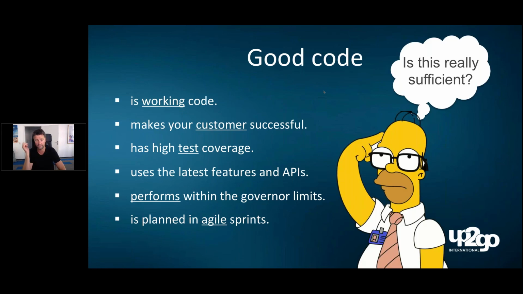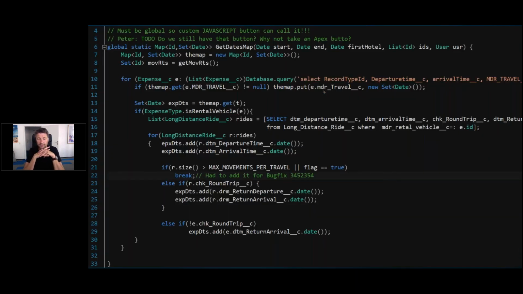There's more to good code, and instead of just telling you what good code is, in my opinion, I brought you code that we use internally. It's code from our internal expense tracking software. So this code indeed makes us, the customer, happy in reimbursing expenses. It was planned in an agile fashion, it runs within the governor limits, and all of the list actually is true, but the question is, would you say this is good code?